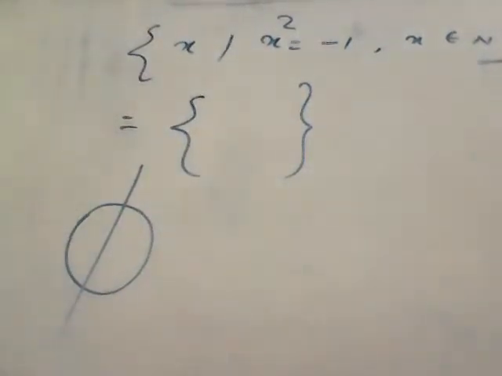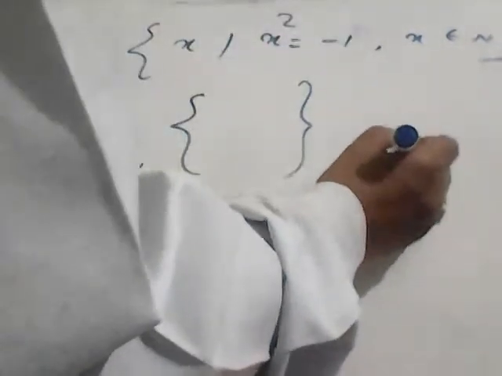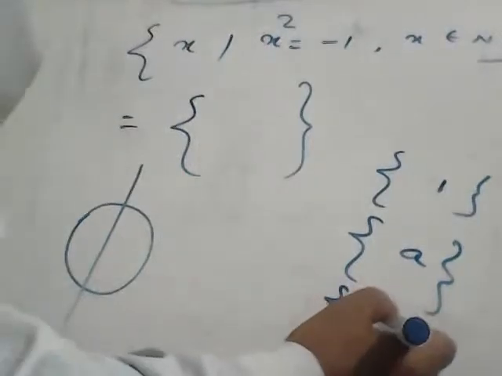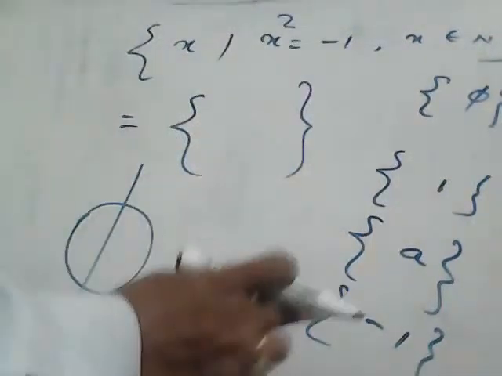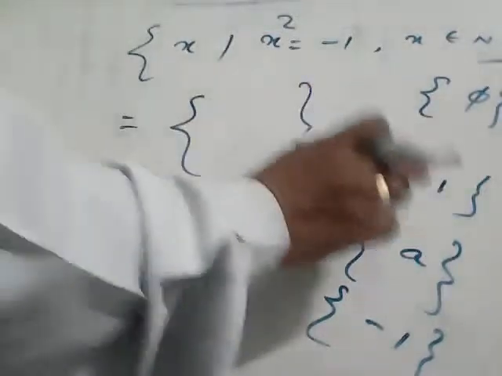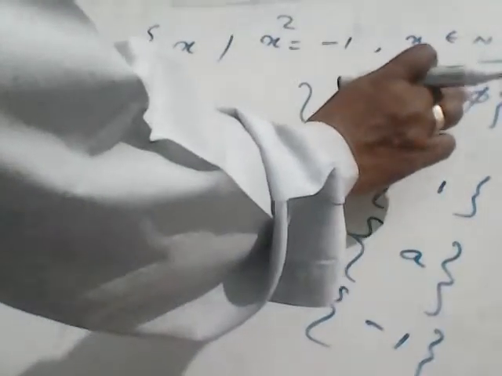A set containing one element is called a singleton set. Suppose we are writing sets like this. These are called singleton sets. In this set, minus 1 is an element. Here set A is an element. Here 1 is an element. Here phi itself is an element. Here 0 is an element.